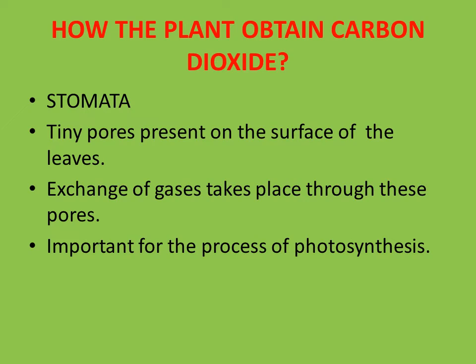Basically, the process of photosynthesis is the intake of carbon dioxide and giving out oxygen. So how does this gas exchange take place? Through stomata. Stomata are the tiny pores which are present on the surface of the leaves. Okay, now how do these stomata take carbon dioxide? What is the procedure? Let's study it.